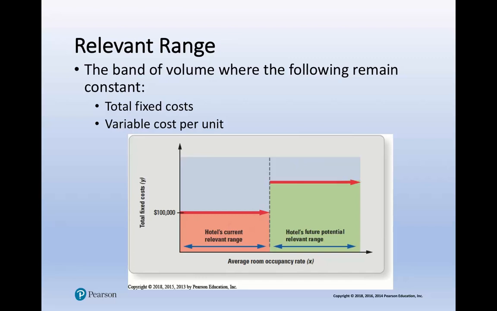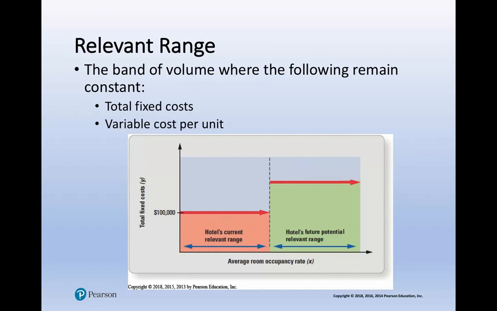So as long as we're in that relevant range where the characteristics hold true, that's our fixed cost. If we have to go up to a larger space, suddenly that fixed cost becomes larger. Same thing with our variable cost per unit. Example was our soda machine.